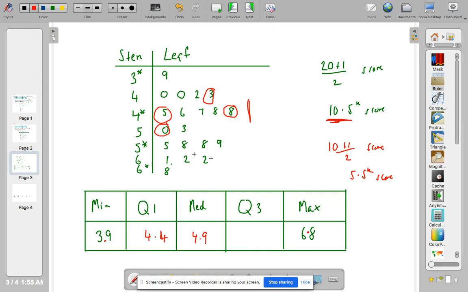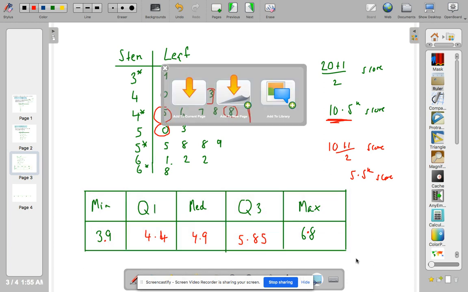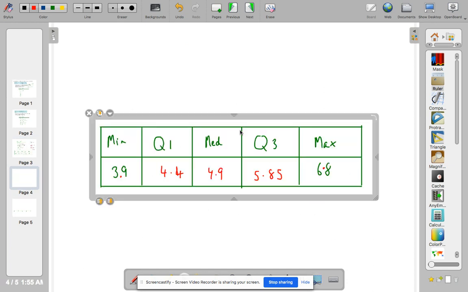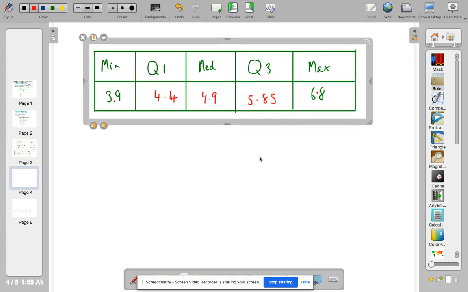Upper half, so it's halfway between the fifth and the sixth in the upper half. So 1, 2, 3, 4, 5. Okay, so I've got 5.8. The sixth one is 5.9. Halfway between those is going to be 5.85. Tricky one there. All right, so I've now got my five-figure summary. I'm going to put that onto a new slide, and now I can draw the box and whisker plot from there.